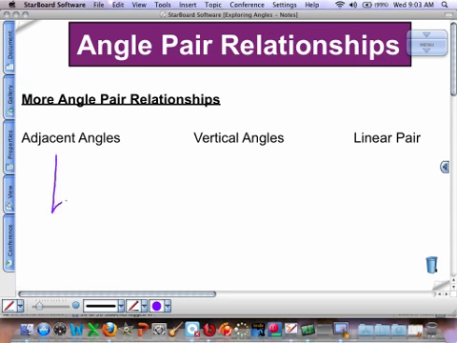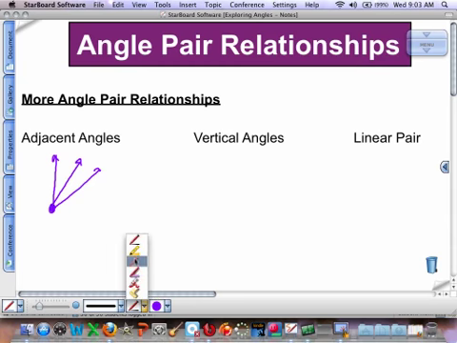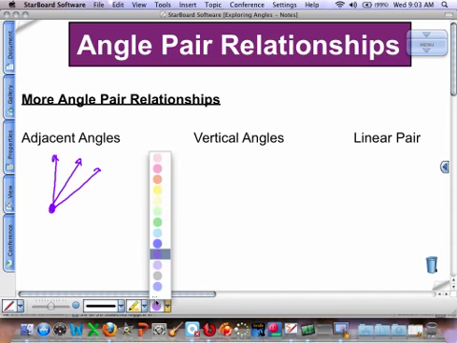So basically, they don't necessarily add up to anything. But that's what adjacent means. We're going to share a vertex. Let's highlight that for a minute here. So we're sharing a vertex. There's our shared vertex, and there's our shared side. So that's what an adjacent angle is.